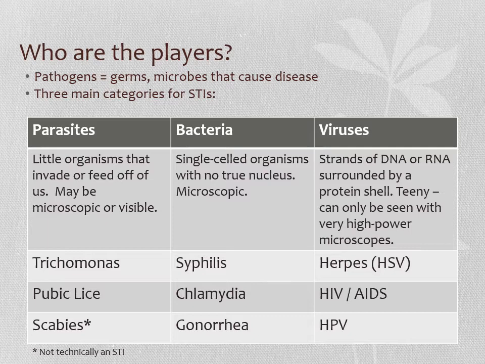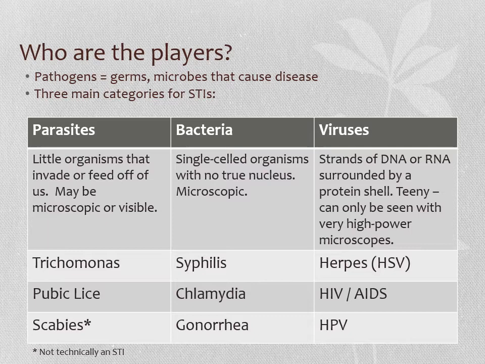So when we think about these three different categories, I want to walk you through a few things. So we're going to talk about parasites first, and these are little tiny organisms that either invade or feed off of us. And sometimes they're only one cell big and they're microscopic and tiny. Sometimes they're big enough that we can actually see them with the naked eye without a microscope. So the ones that we're going to be talking about in this class are trichomonas, pubic lice, and scabies, which you know is not technically an STI, right? You can get that other ways too, but in college students, it's often sexually transmitted, so we'll revisit that one.